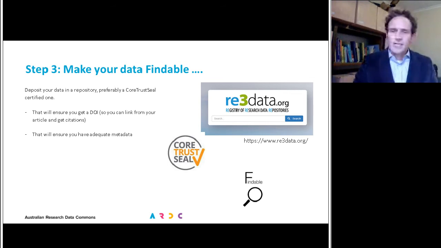So as you are actually going to make your data findable, as you've come to the end of your research, you want to publish your article, you also want to make that final data set available so other people can find that data set. So for that, you'd want to deposit it in a repository.